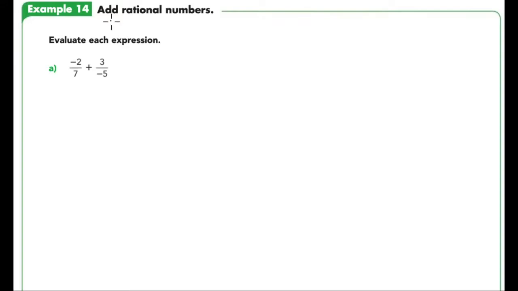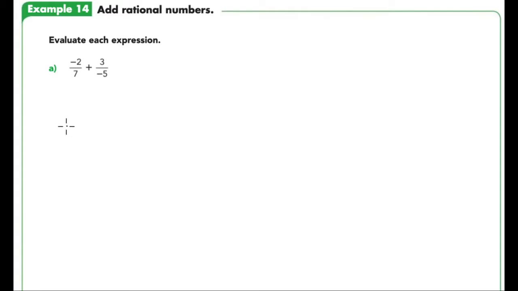In this example, we're going to be looking at adding rational numbers, and more specifically, adding fractions. So a couple things we have to remember before we start adding our fractions. When we add or subtract fractions, we need to have a common denominator, and that means that the bottom part of the fraction has to be the same.